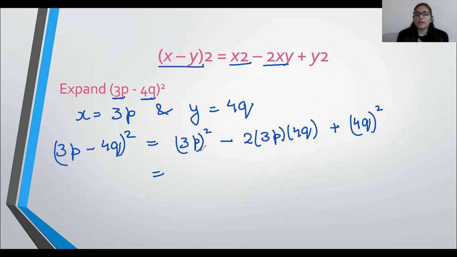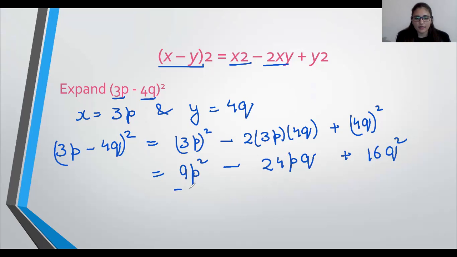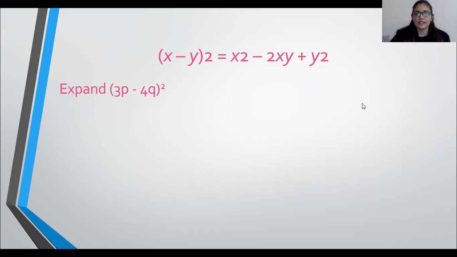So 3p square means 9p square, right? Then 24p times q plus 16q square, right? And you are done. Okay, so this is the solution of this question. Simple, right? Again, within 2 steps, we have calculated our answer. Okay, so let's move ahead and see what we have next.